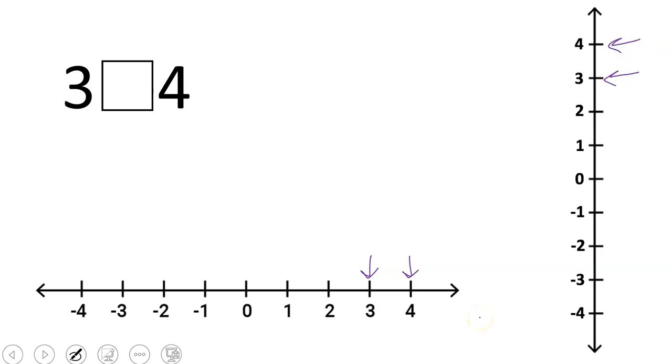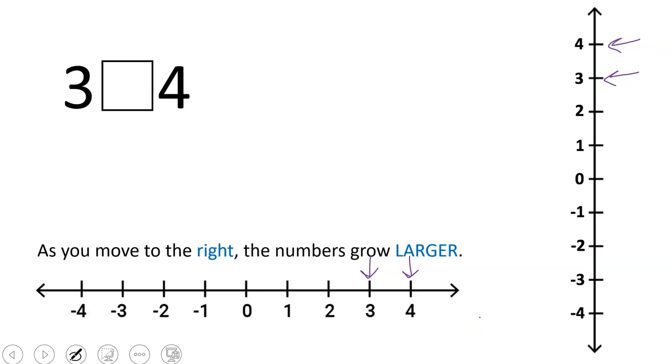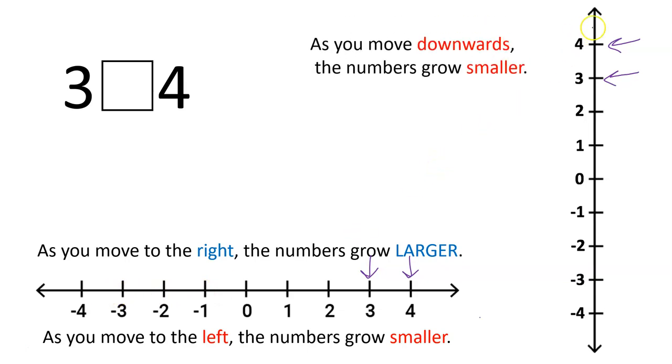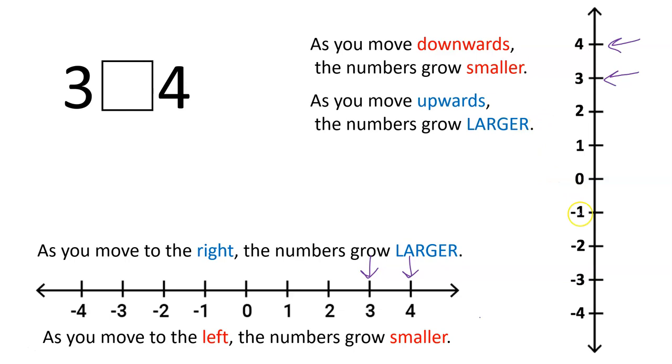And then I want you to remember that as you move to the right on the horizontal number line, the numbers grow larger. And as you move to the left on the horizontal number line, the numbers grow smaller and smaller. Then look at the vertical number line. As you move downwards, the numbers get smaller, and as you move upwards on the vertical number line, the numbers become larger and larger.